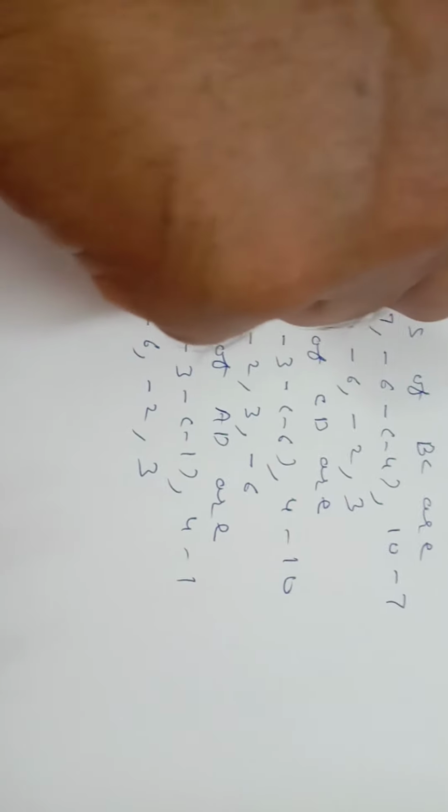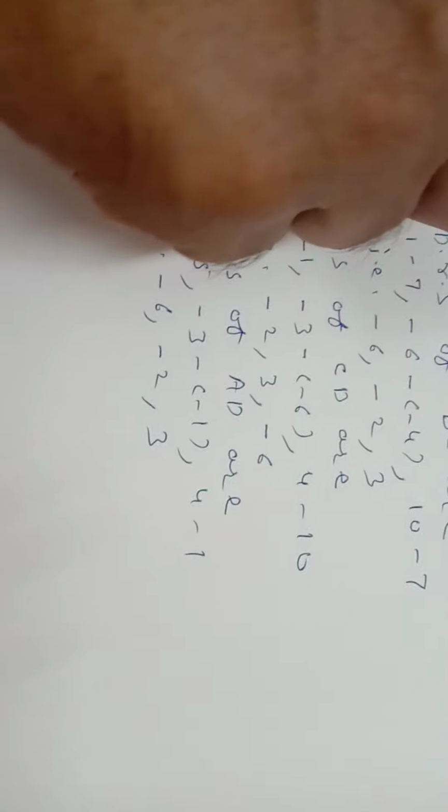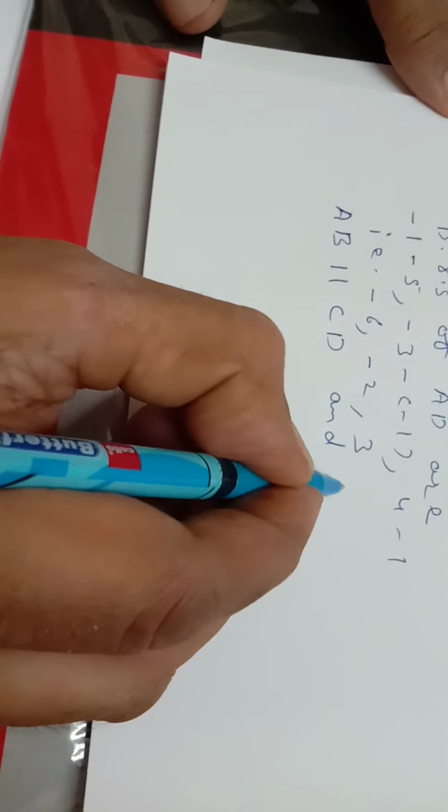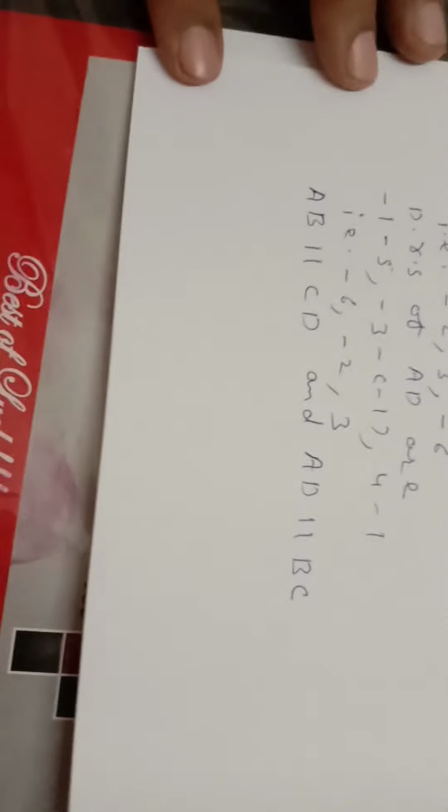So direction ratios of AB and CD, they are proportional. Direction ratios of AD and BC are proportional. It means that AB parallel to CD and AD parallel to BC. In a quadrilateral, both the pairs of opposite sides are parallel. And in quadrilateral, as both the pairs of opposite sides are parallel, quadrilateral is a parallelogram.